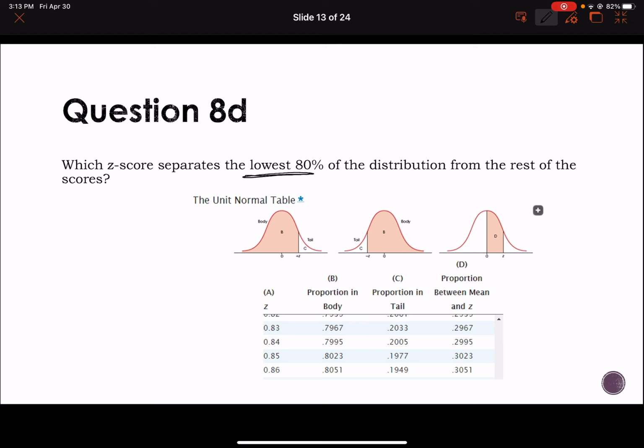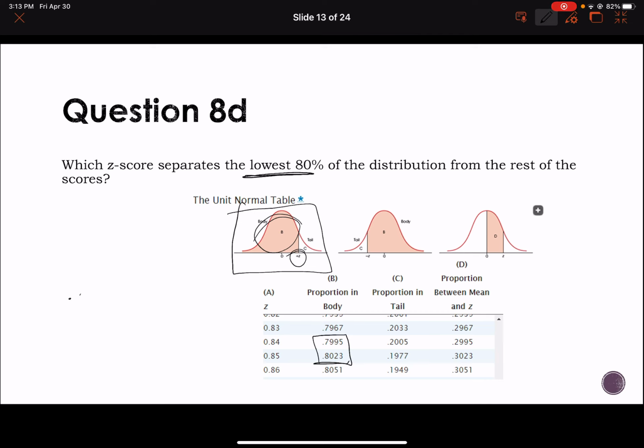The lowest 80%, that's going to be bigger than 50%. So what I'm going to be doing is this one right here. I'm wanting the column B. My z-score is going to be a positive. I think I want 80% of my data lower than that. So that's going to be between one of these two scores here.